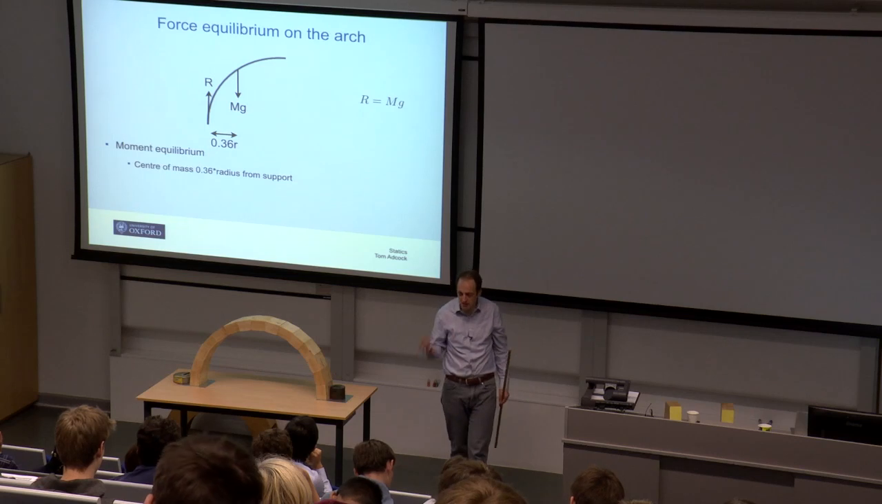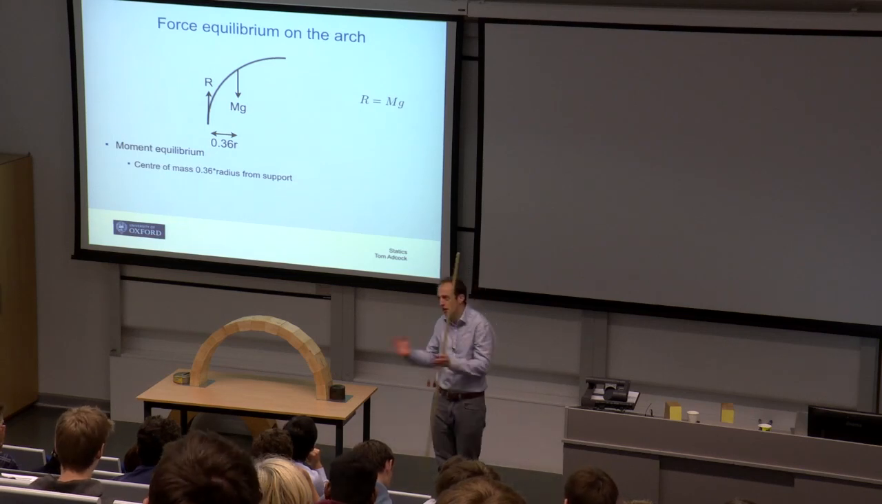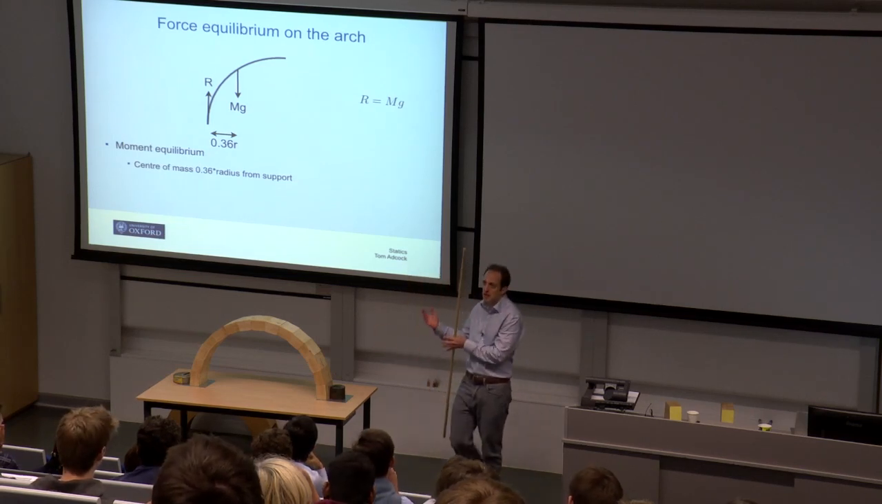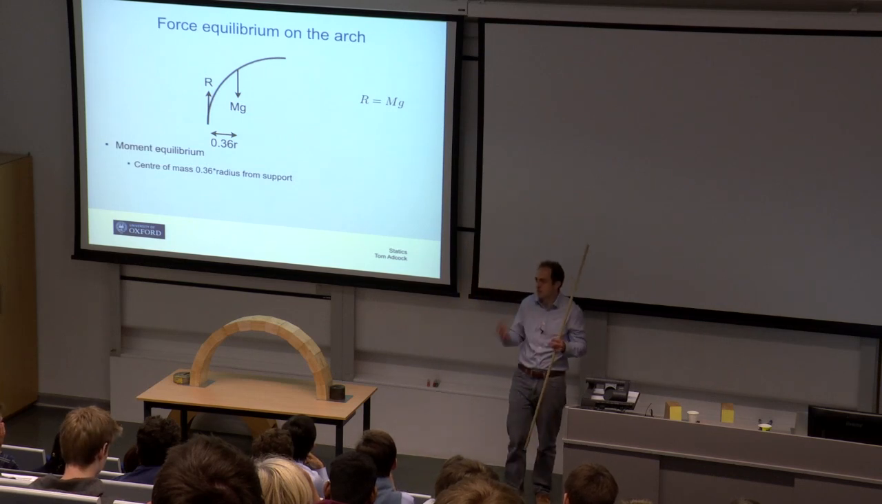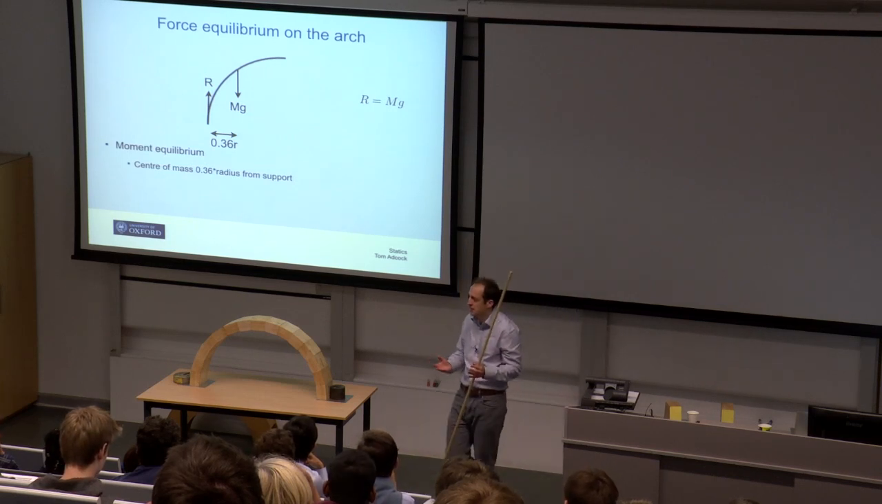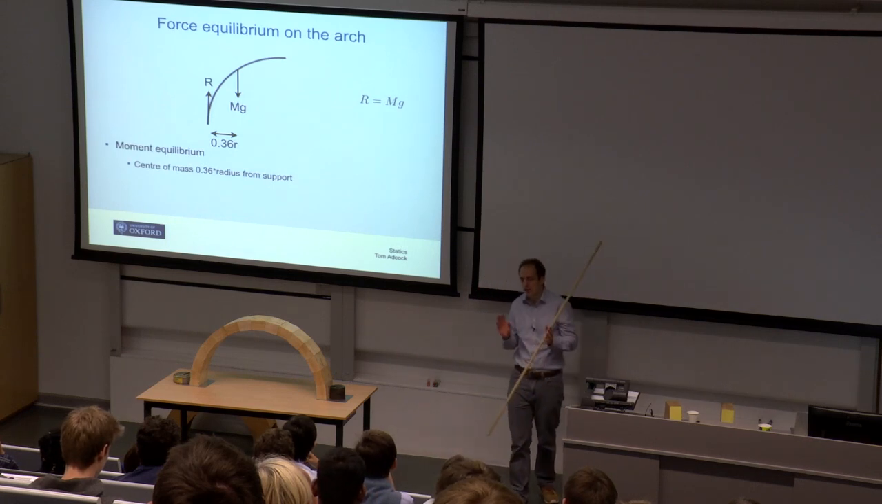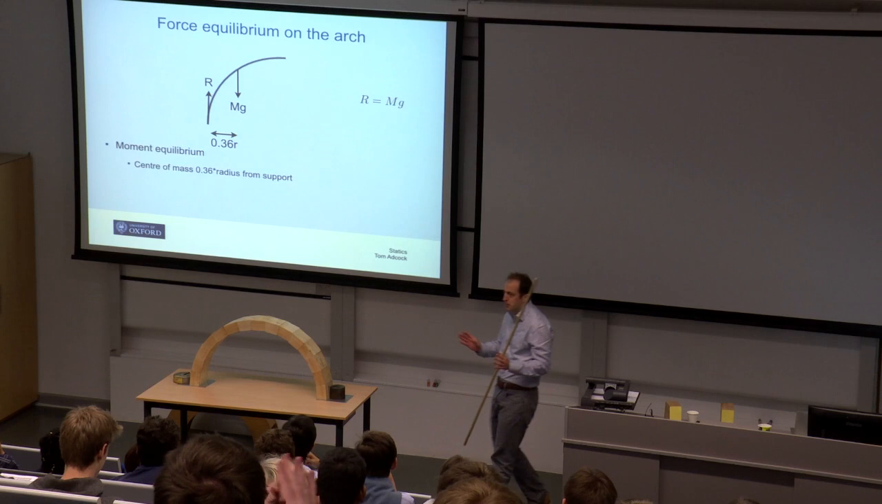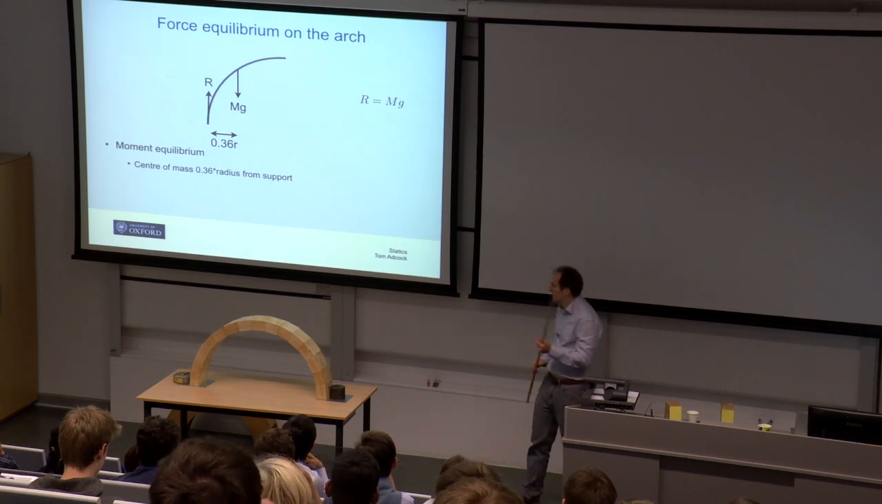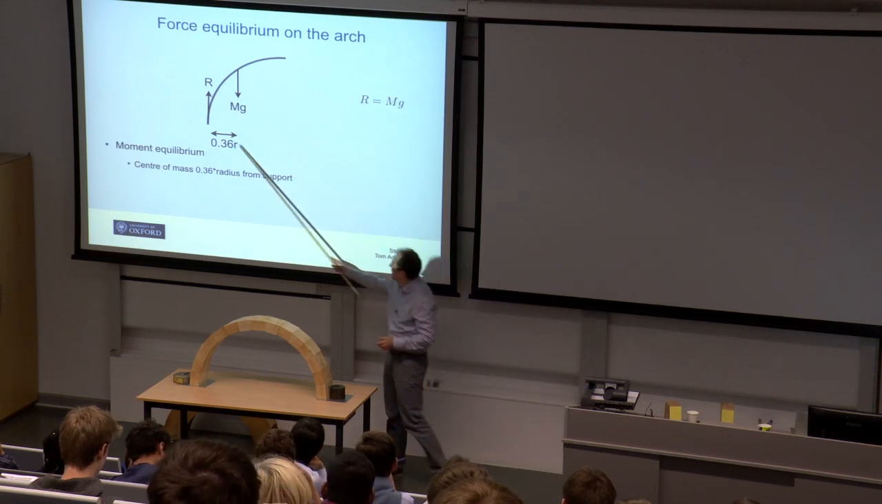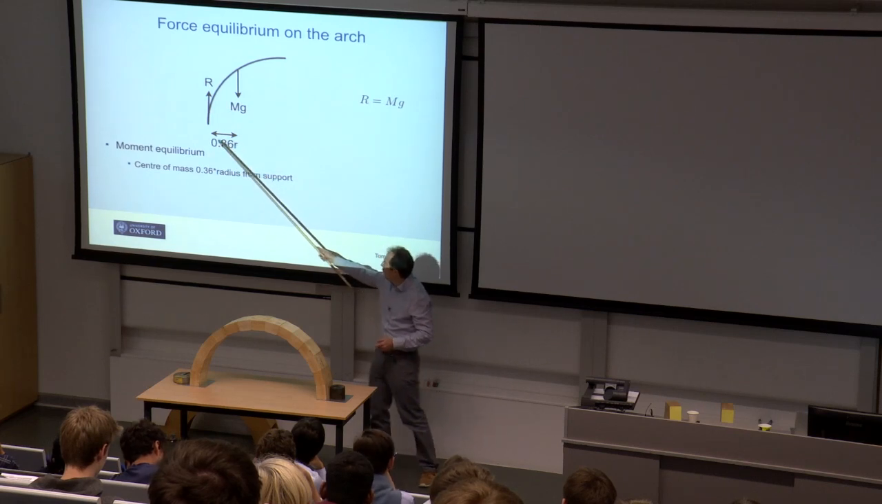Now, the maths to do this is something most of you will be familiar with in about a year's time, but to actually work out where the centre of mass is involves an integration in polar coordinates. So we're going to leave that for now, but I hope you're going to take on trust that the centre of mass of this half arch is 0.36 r away from this support.